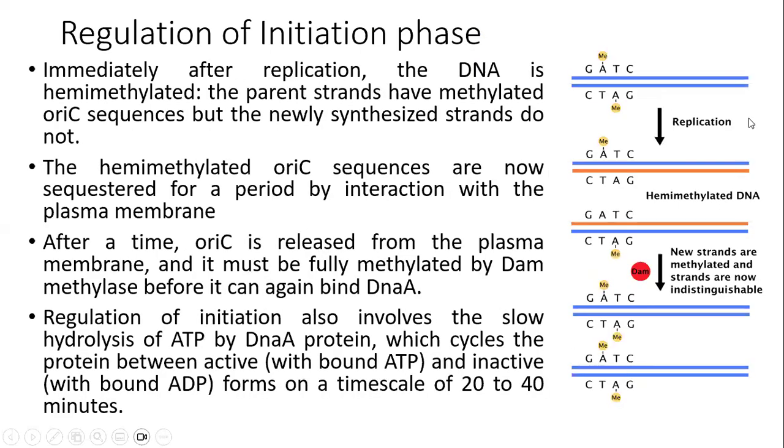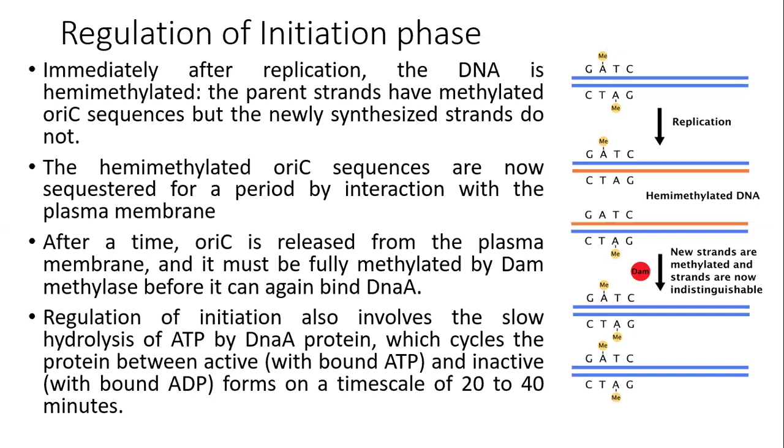So immediately after the replication process, your DNA strand gets separated and you will have synthesis of the daughter DNA. In the original parental DNA, both the strands are methylated, and this is known as completely methylated DNA. But when the daughter DNA is synthesized, the parental strand is methylated, but the daughter strand is not methylated. And the hemimethylated form of the origin sequences is sequestered by the plasma membrane for some period of time.